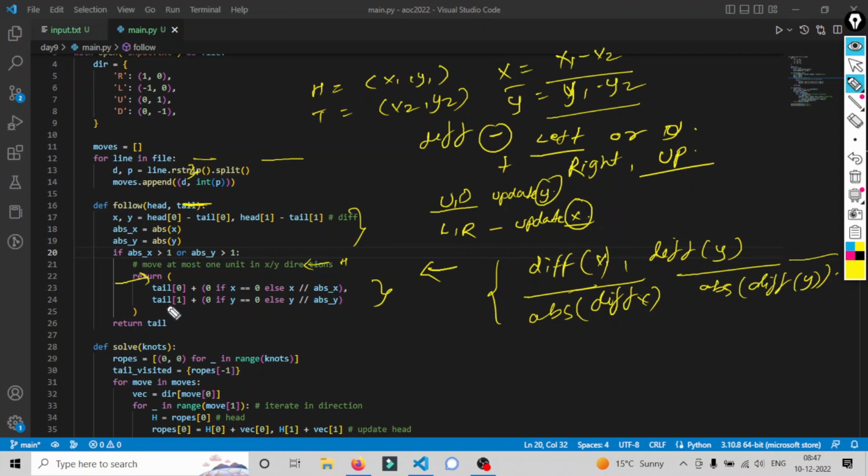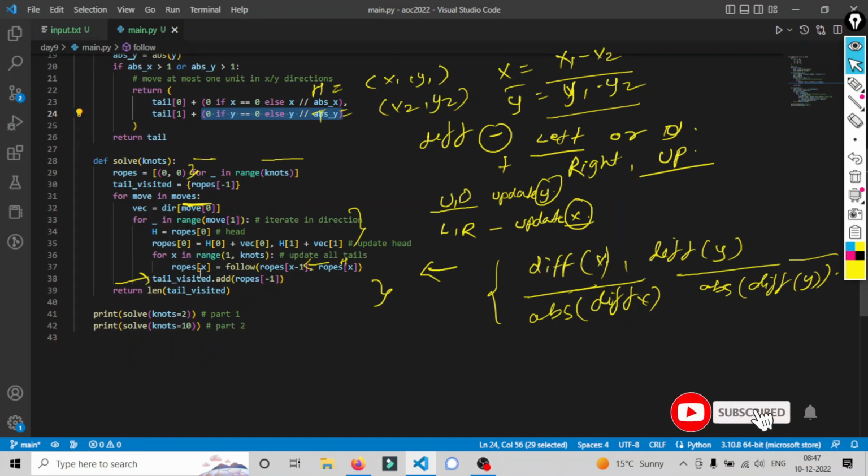If you see, we are just updating the value of the tail. So we are adding the current tail x value and whatever we got by applying this formula, and updating the tail y value the same way, and returning it. And again here we update the current tail value with the value returned from this function, and that's it. At the end of this loop, I'm adding the last updated tail position to the visited set, and at the end I'm returning the length of that visited set. For part 1, as I have said, the total number of knots was only 2, so just returning that.